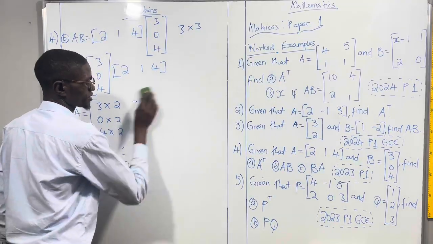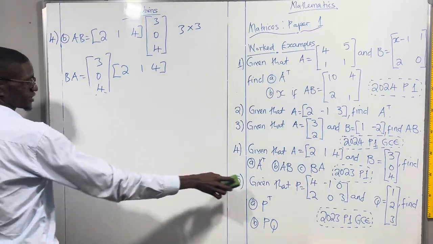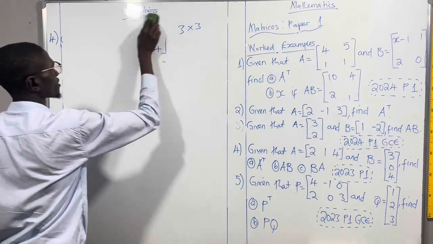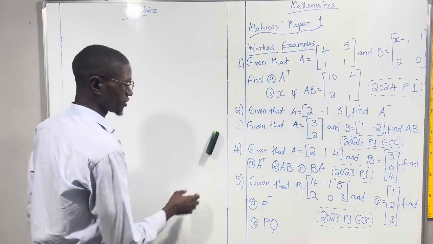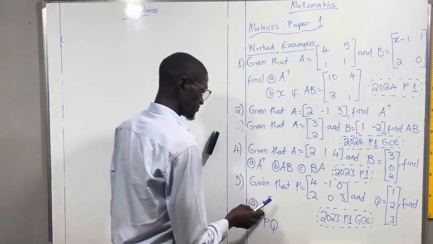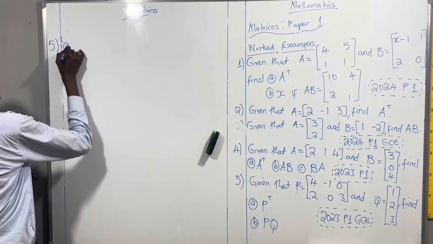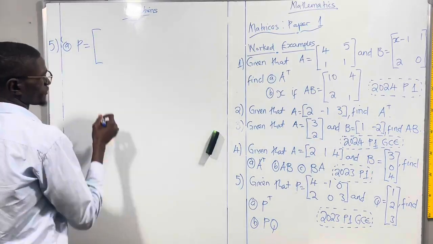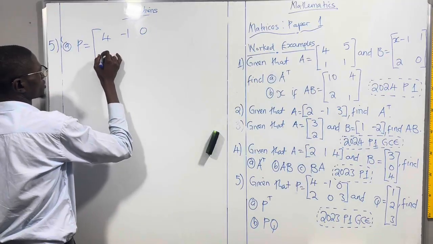Question 5 says, given that matrix P is equal to this matrix right here, what are we supposed to do next? Given that matrix P is equal to this one and matrix Q is equal to that one, find P transpose. So question 5, you list P. P should be a 2 by 3. Yeah, 4, negative 1, 0, 1, 0, 2, 0, 3.